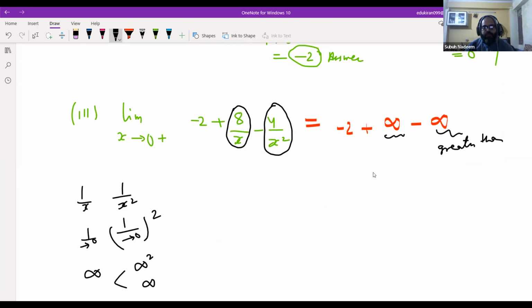Okay. So when you write the final answer, you will say that a minus infinity is written plus infinity. So overall, it will be minus infinity. That will be your answer.